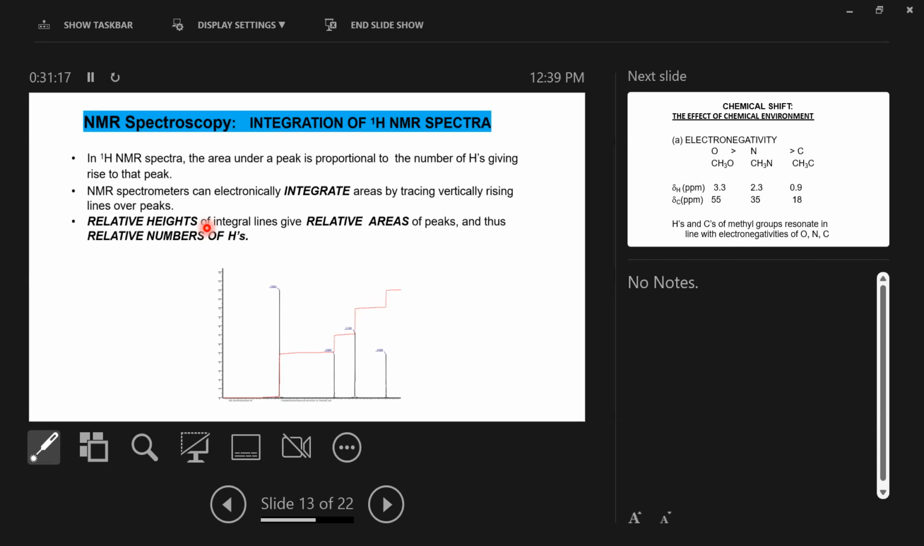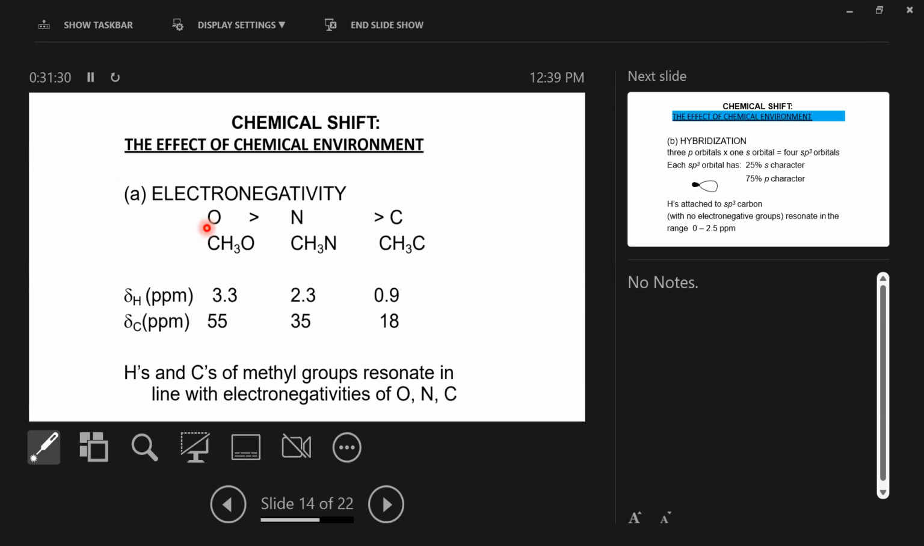The heights, the integration, all these are useful information and clues in what is really going on. You don't need to know the numbers now. There's just the same spectrum. All right. So, effect of chemical environment.